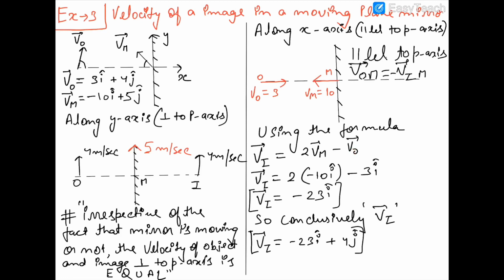So Vi is equal to, by putting the values of Vm in vector form. Mind you, this formula is valid in vector form. So by putting these values in vector form, Vm along the direction parallel to the principal axis is equal to minus 10 i cap, and Vo is equal to 3 i cap. So the answer would be minus 23 i cap. So conclusively, the velocity of the image Vi is equal to minus 23 i cap plus 4 j cap.